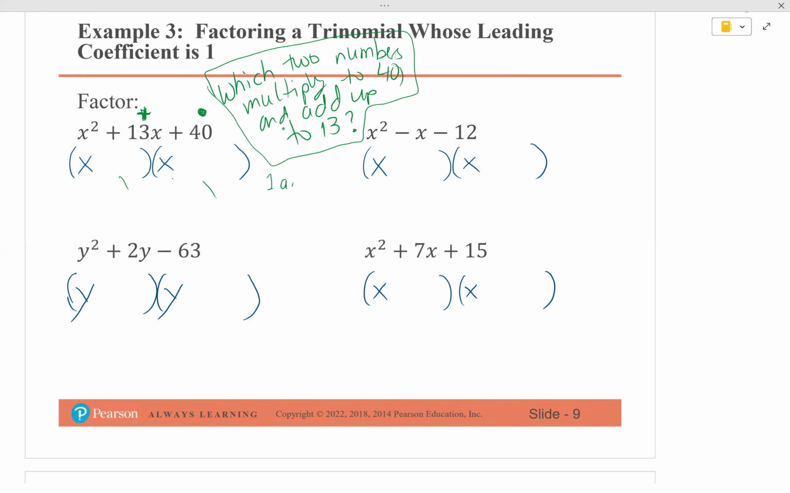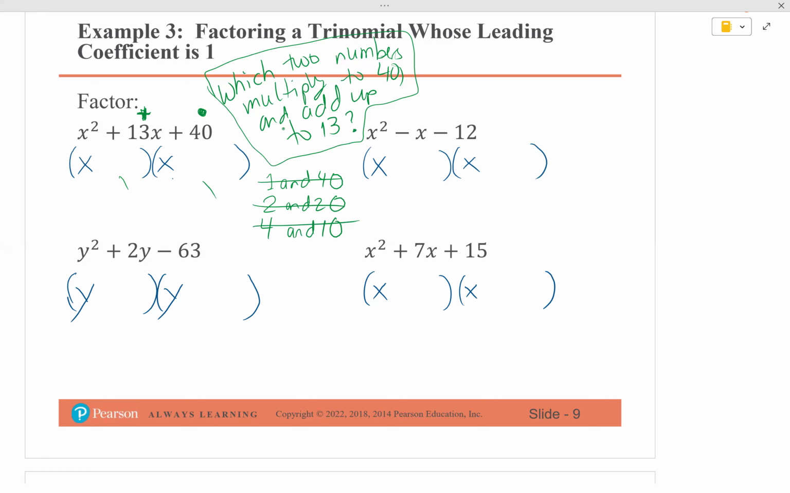What about 1 and 40? 1 times 40 is 40, but 1 plus 40 is definitely not 13, so no, that's not it. 2 times 20 is 40. Do 2 and 20 add up to 13? Nah. What else goes? 4 times 10. 4 times 10 is 40, but 4 plus 10 is not 13. Close though, huh?